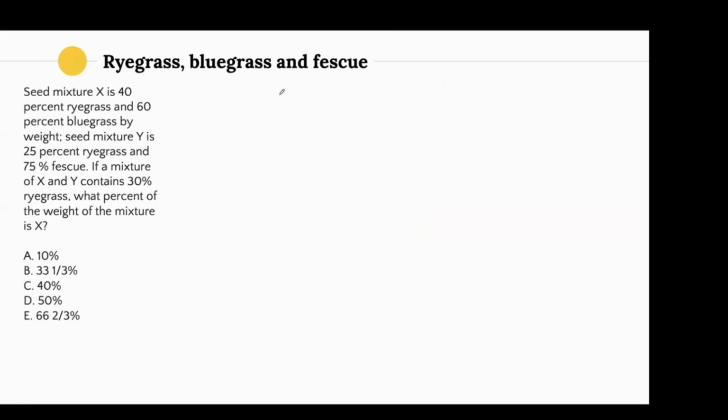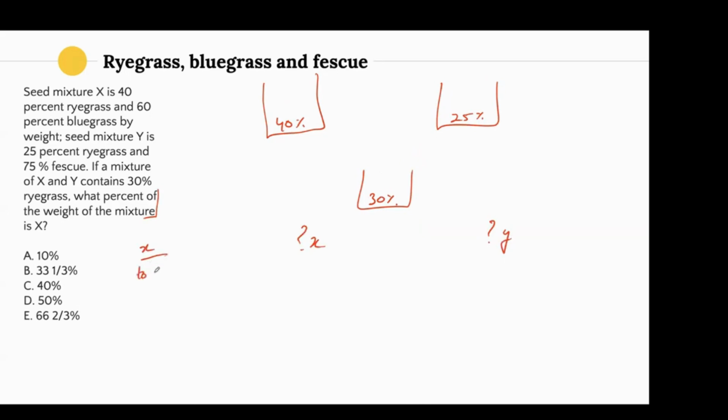Okay. So now essentially the question boils down to, we have one mixture which has 40% ryegrass. We have one mixture which has 25% ryegrass. The combination has 30% ryegrass. Now this is where it gets slightly more interesting. What percent of the weight of the overall mixture is X? So I don't know these two components. So let's just call it small x and small y. They're asking us X upon total as a percentage. That's what I have to figure out.